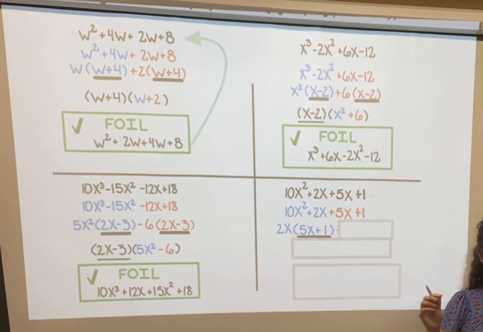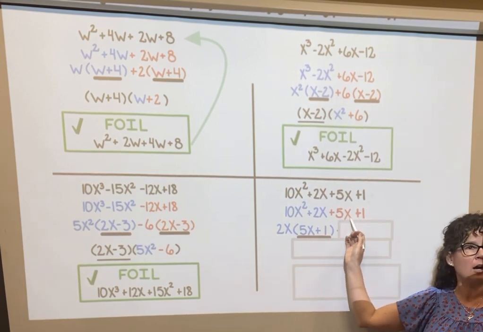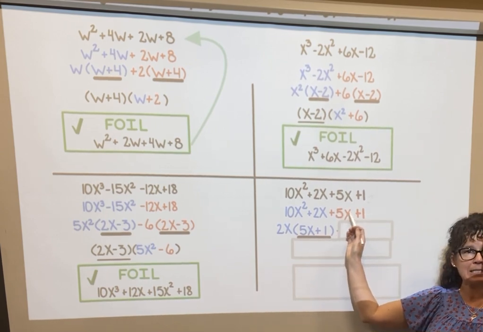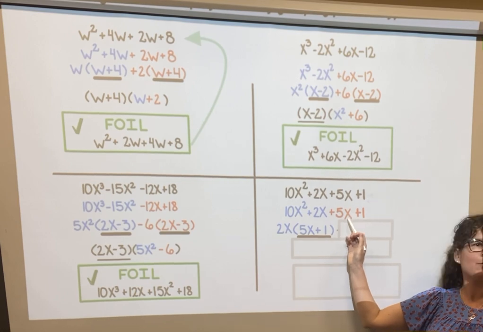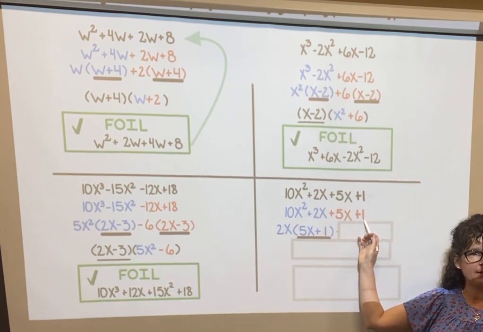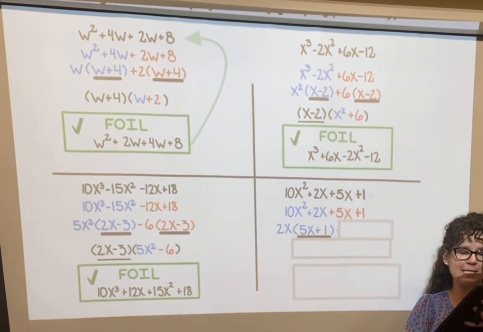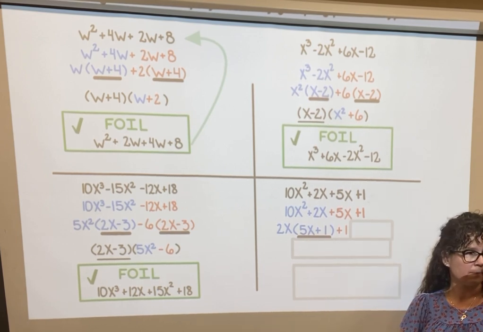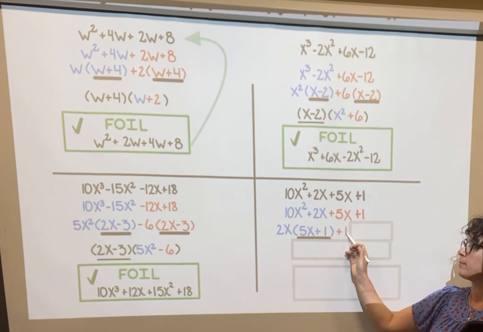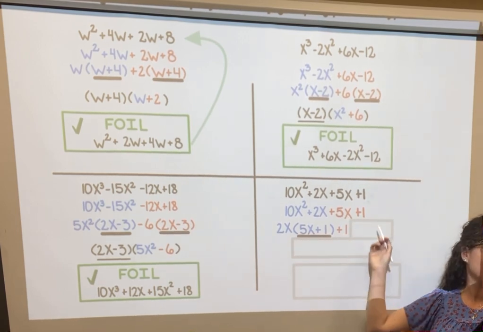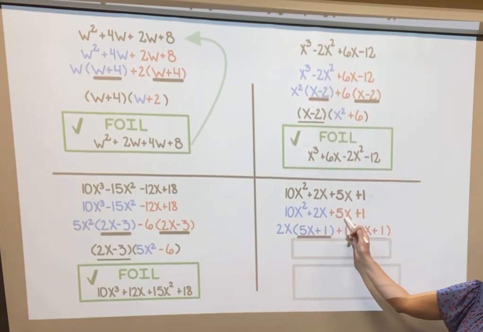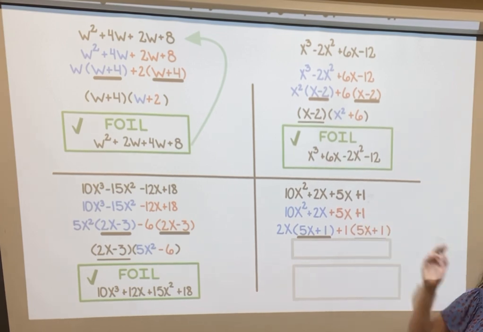Okay, now we're on the back half, and we're looking for what's in common. They both don't have an x. What's the biggest number that fits into both 5 and 1? 1. So I'm going to take out a 1. You have to take something out. And if I do take out a 1, 1 taken out of 5x is still 5x, and 1 taken out of 1 is still 1. Let's redistribute to verify. 1 times 5x is 5x, 1 times 1 is 1.